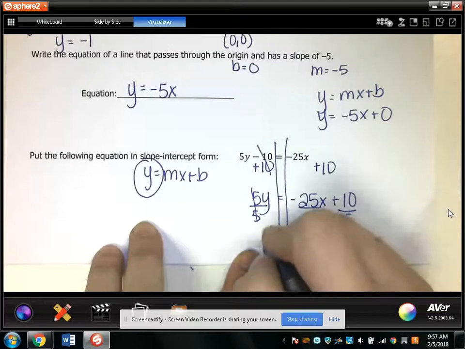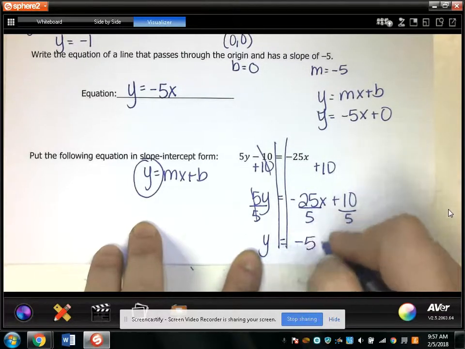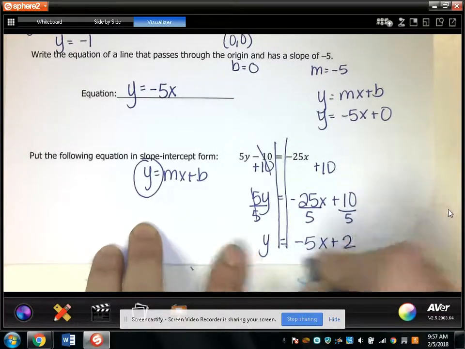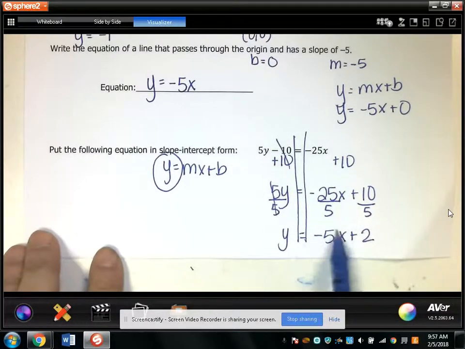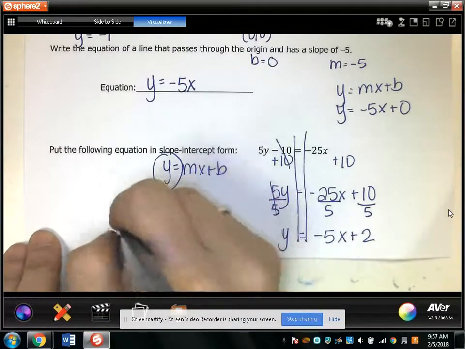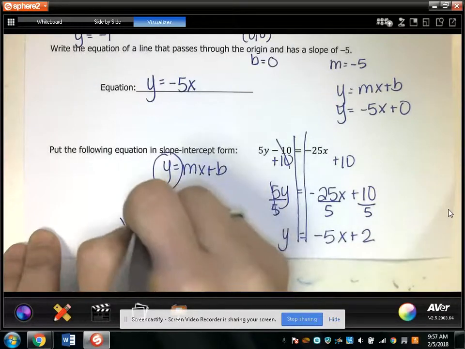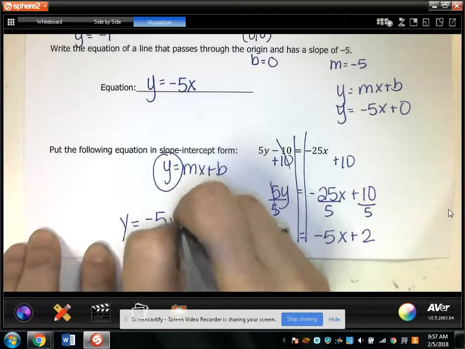And I'm left with y equals -5x plus 2. So this would be the equation in slope-intercept form. The slope would be -5, the y-intercept would be 2. So my answer is y equals -5x plus 2.